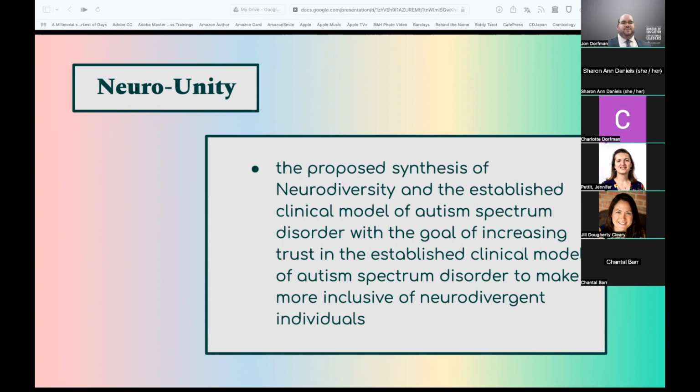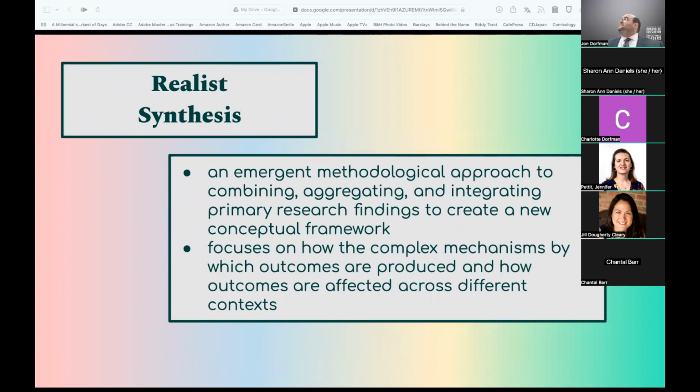So what is a realist synthesis? To begin with, a realist synthesis is an emergent methodological approach to combining, aggregating, and integrating primary research findings to create a new conceptual framework. It focuses on the complex mechanisms by which outcomes are produced and how outcomes are affected across different contexts.